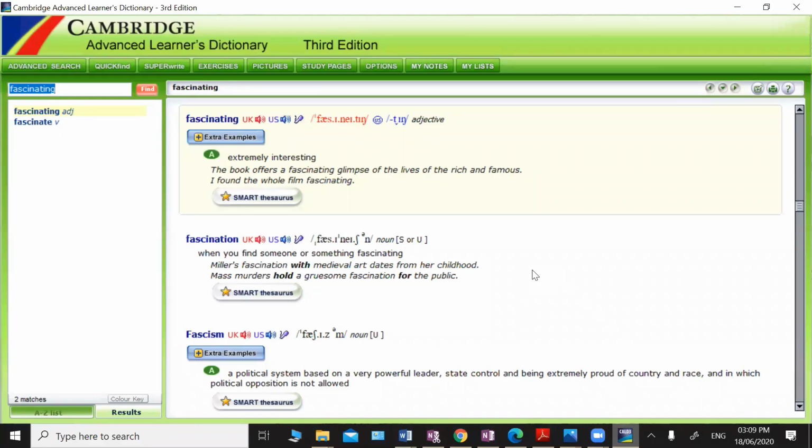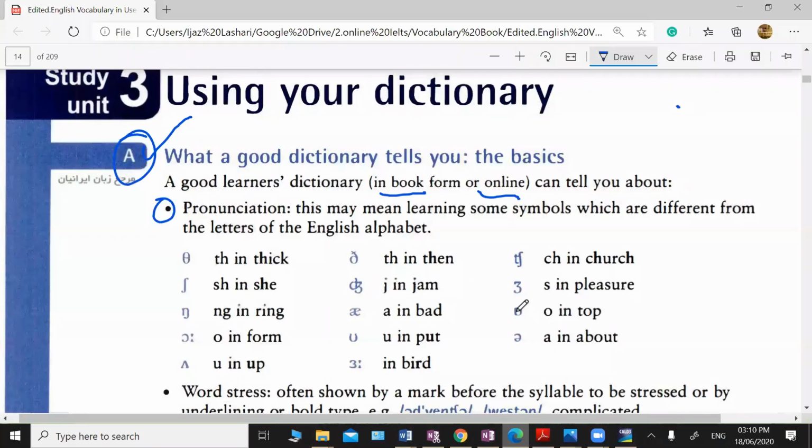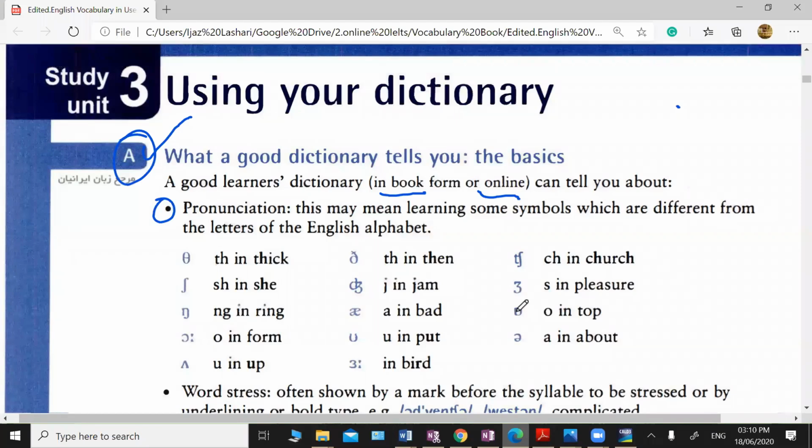So the word is fascinating, and then it says UK, it's a UK pronunciation, then US pronunciation, and then after that there is a mic, I mean it will be pronounced, and then there are letters written in a strange way. So some of you might be wondering, what are these letters about? What are these letters for? So these are basically pronunciation symbols, you know.